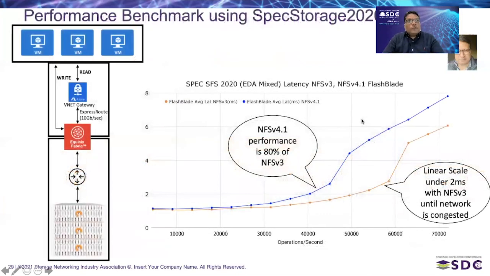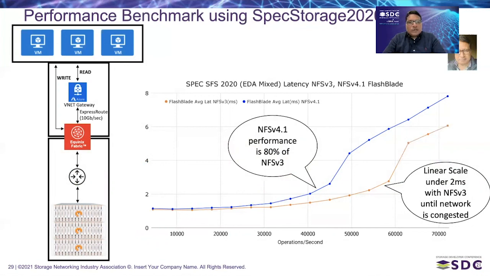So this was some performance numbers run from SPEC SFS, SPEC Storage 2020. If you see on the left-hand side, we have a 3-chassis FlashBlade in an Equinix co-location that is connected to an Equinix Fabric and into an ExpressRoute. And we have an Azure VM spun up, and we are doing these read and write operations over an ExpressRoute of 10 gigabit per second.